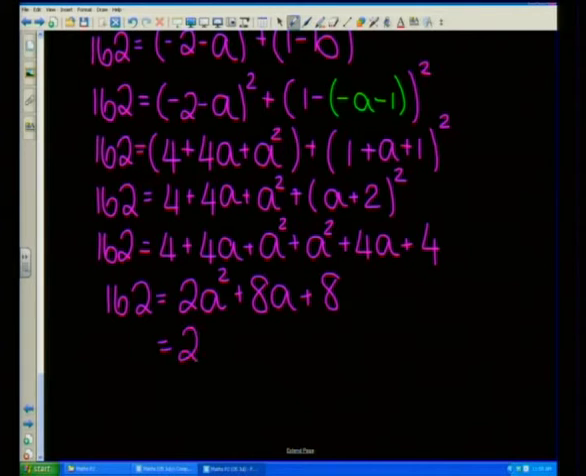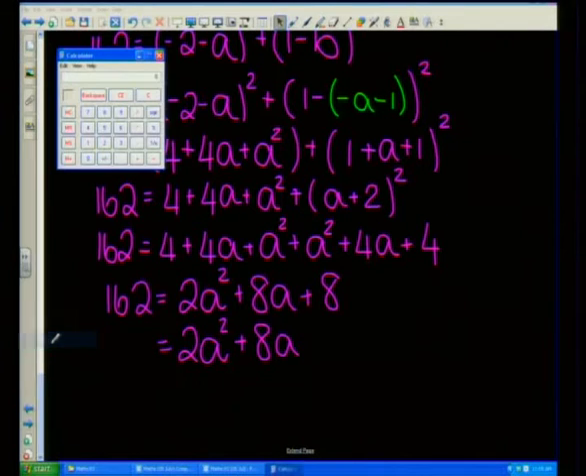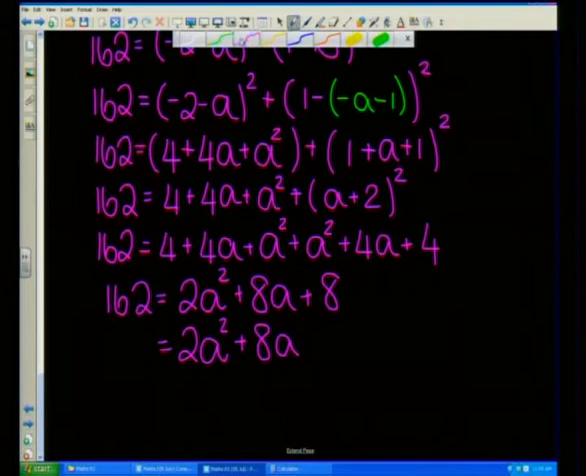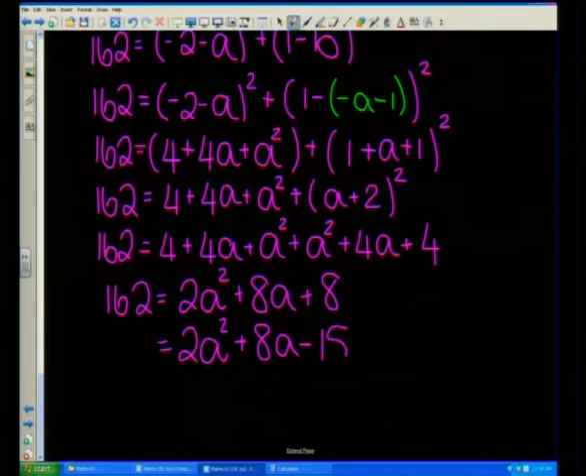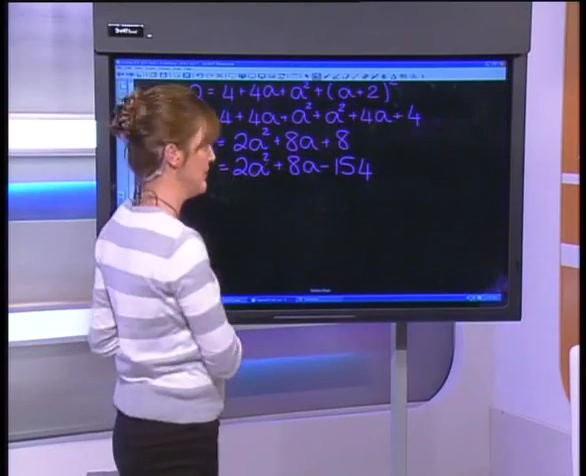If I bring my 162 over, 8a, and that's going to land up being, let's quickly get our calculator here. I've got 8, and I'm going to subtract 162 from it. So we're going to get negative 154. At this step over here, I hope you can all see that there's definitely a highest common factor of 2, which is going to be able to come out.